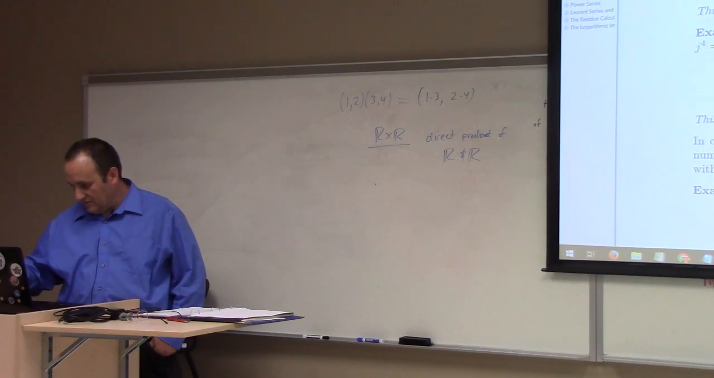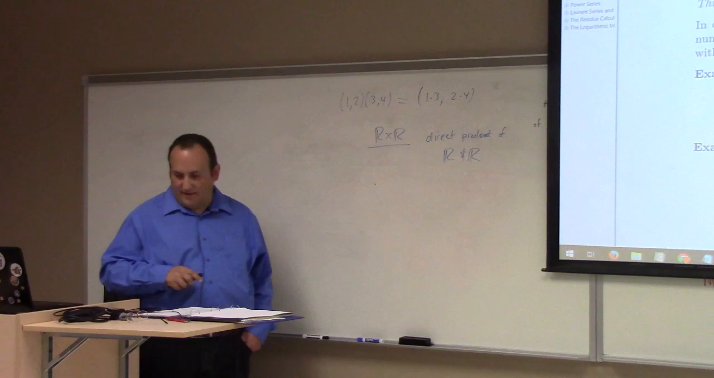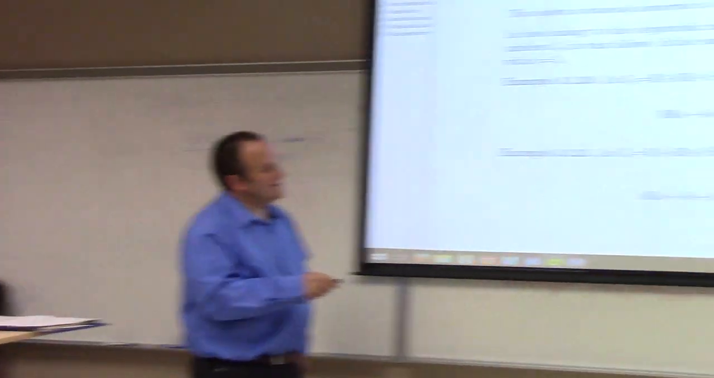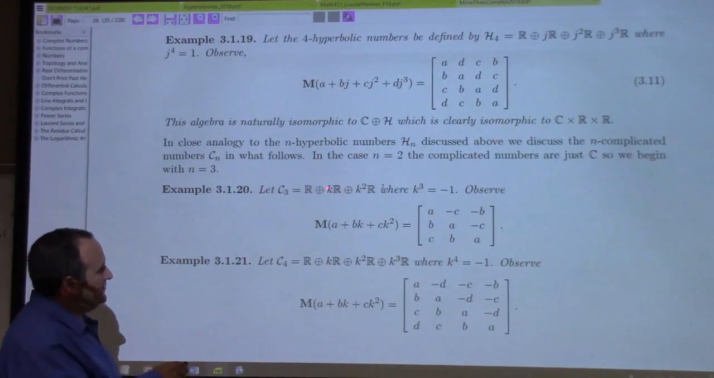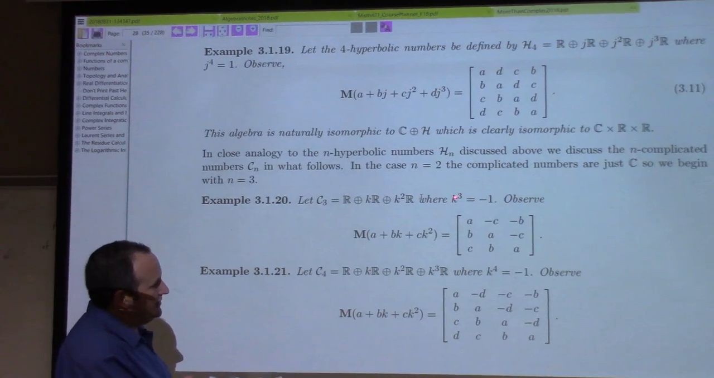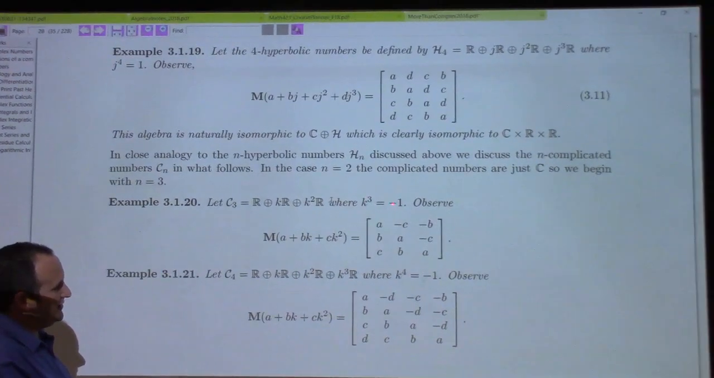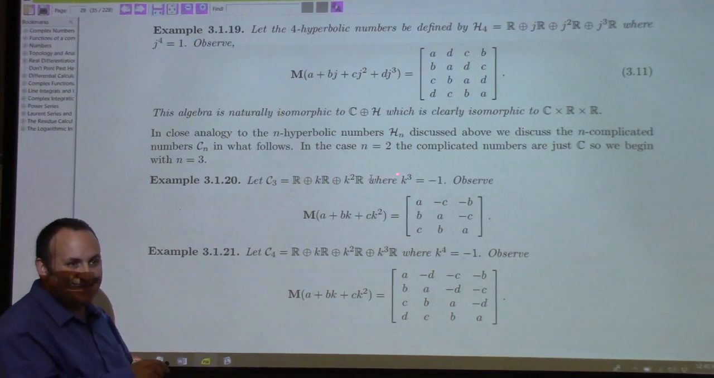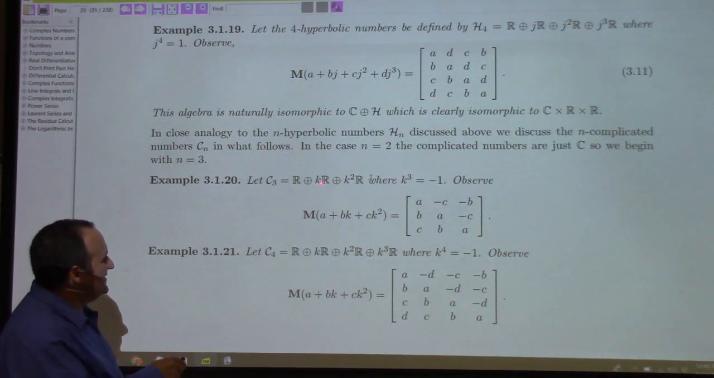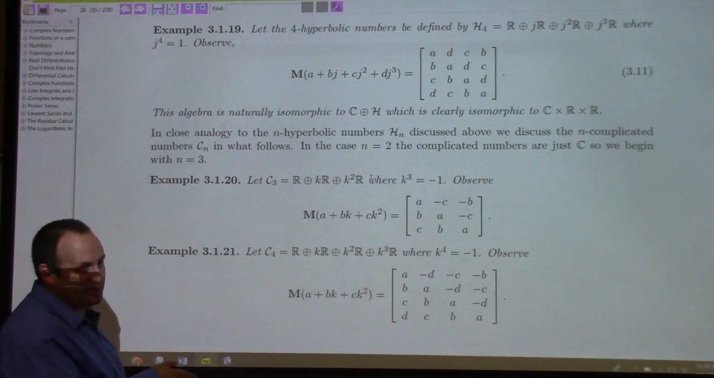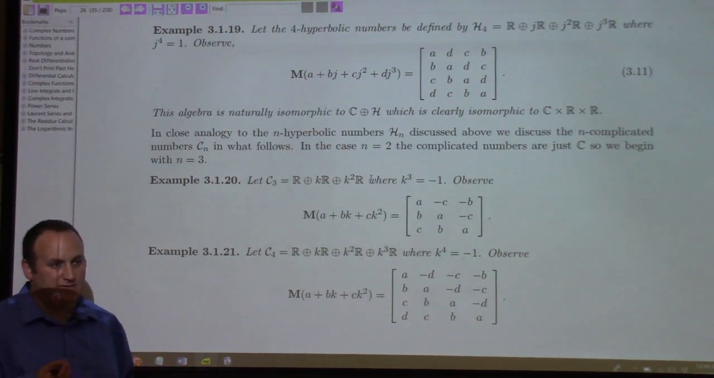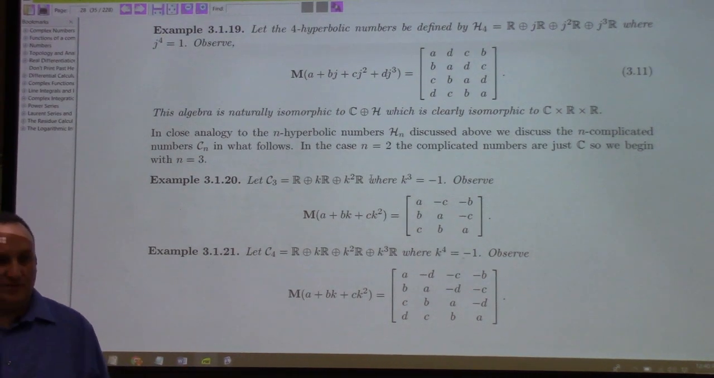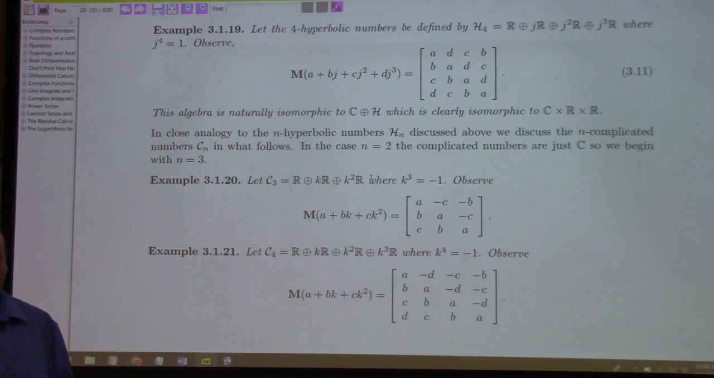I should mention that these guys are kind of funny. This C3, which is defined by a unit which cubes to -1, these are the so-called complicated numbers. Yes, I know. In the case that k squared is -1, the complicated numbers are just complex numbers at their lowest order. But you can prove that complicated numbers of odd order are isomorphic to hyperbolic numbers of odd order.